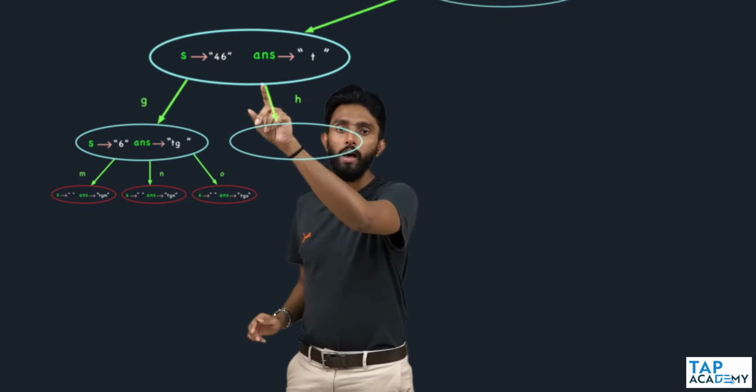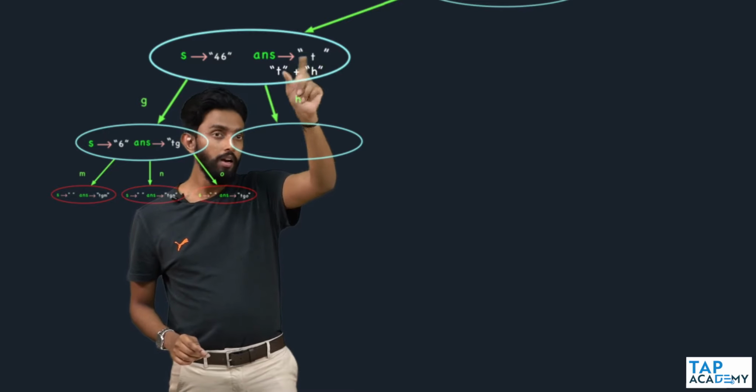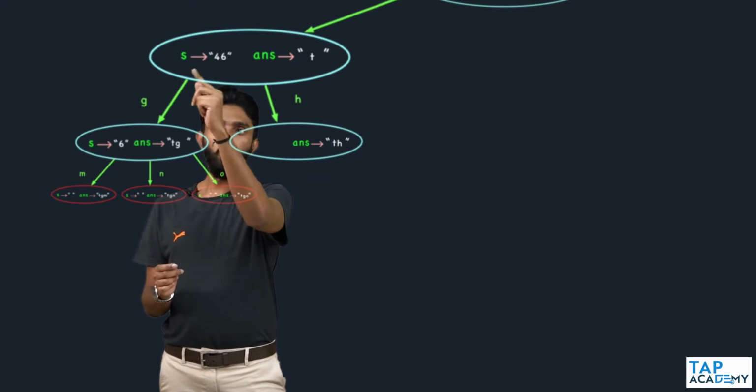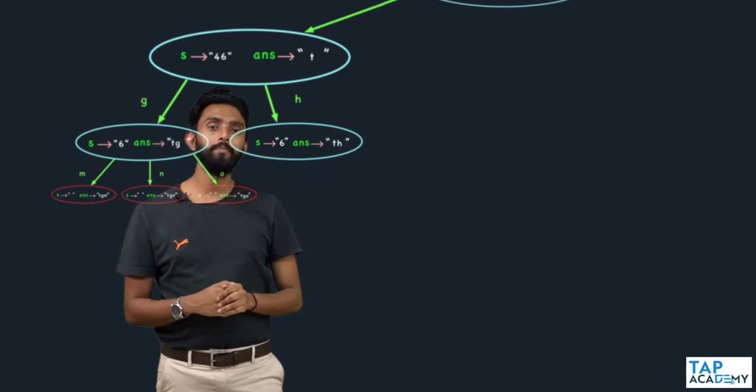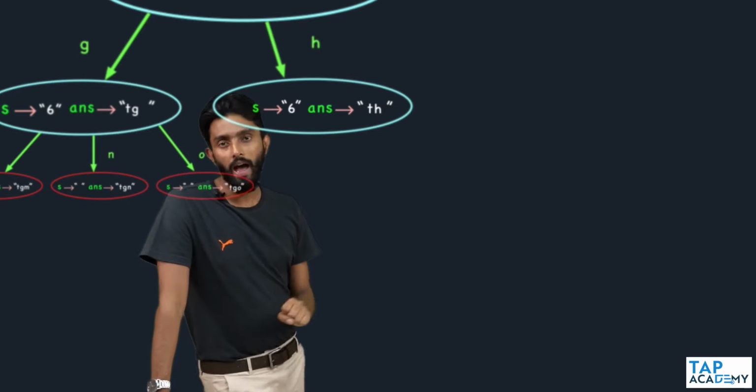Now H means what will happen? All you have to do is concatenate it to the answer. So answer was T here. T plus H will become TH. Send that. Break your string. 4 will go. Only 6 I will send. So now see here. 6 and answer is TH.